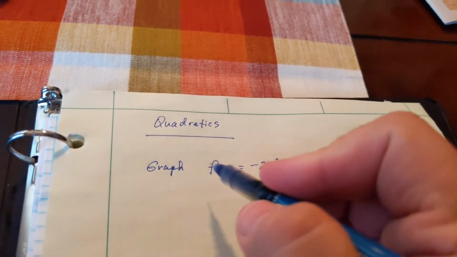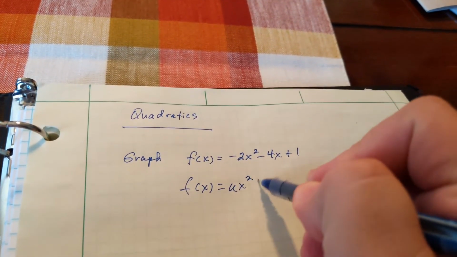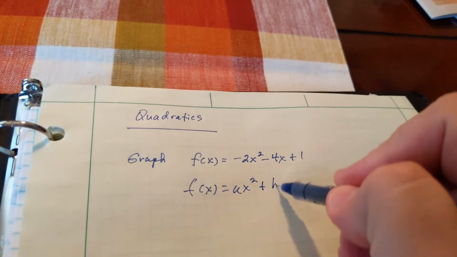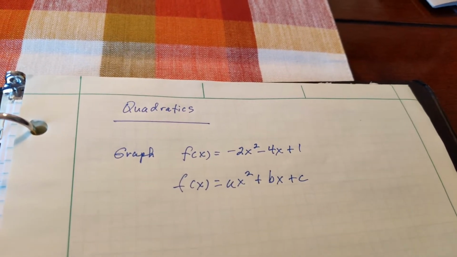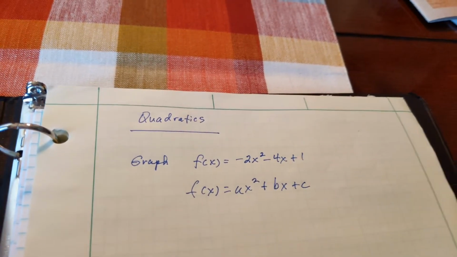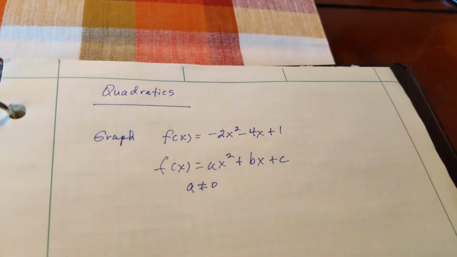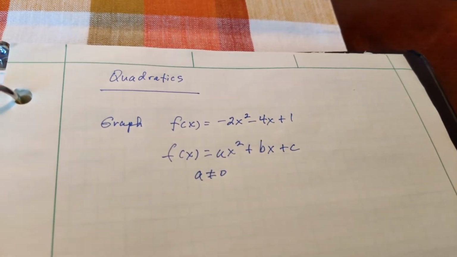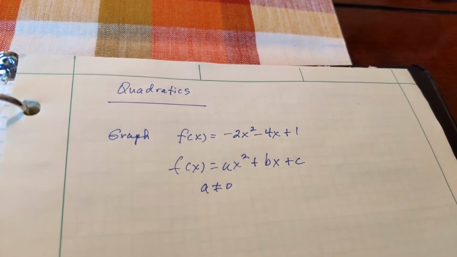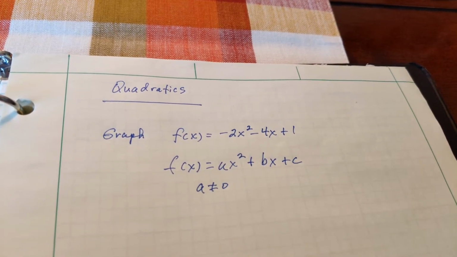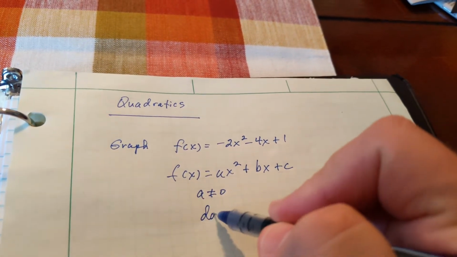So notice that quadratics are always equations that are written in this form, in the form of ax squared plus bx plus c. So that's a quadratic, and it's a quadratic as long as a doesn't equal 0. Notice that if the a term was 0, then it would cause this x squared term to disappear, and then it would be a linear equation. So a quadratic is anything in this form. All right, so we've determined that this is opening downward.